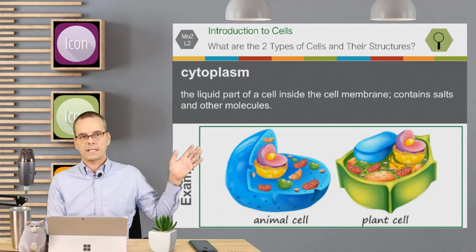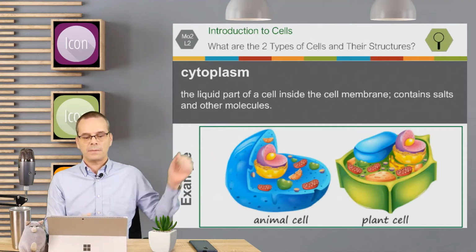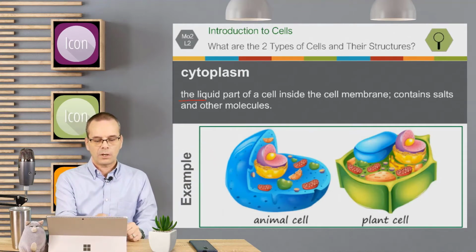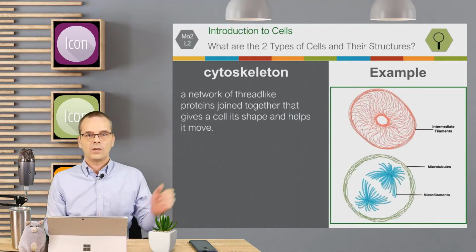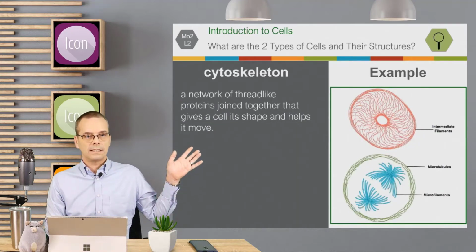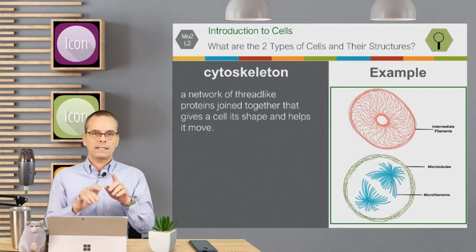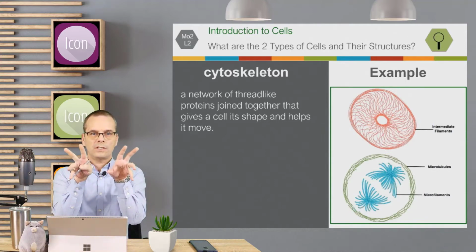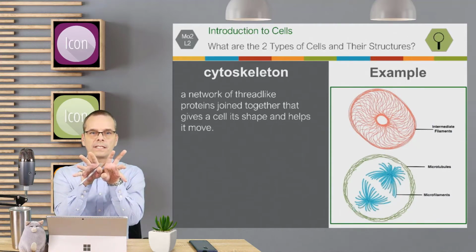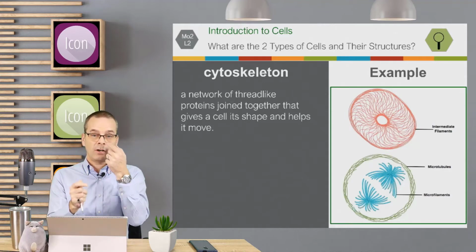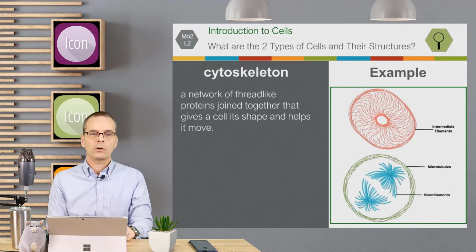You also have the cytoplasm. The cytoplasm is the liquid part of a cell inside the membrane. You have the cytoskeleton, and the cytoskeleton is a network of thread-like proteins joined together that give a cell its shape, and it also helps that cell to move.